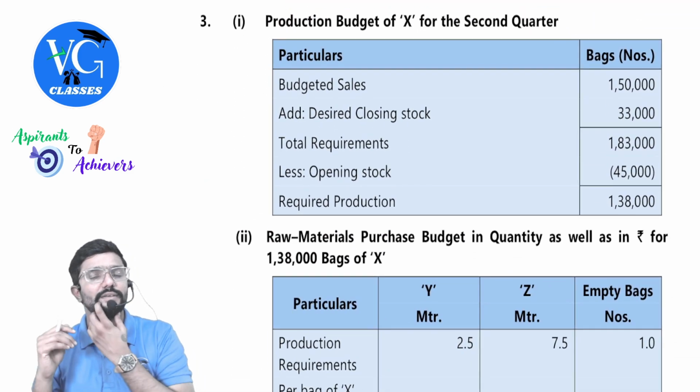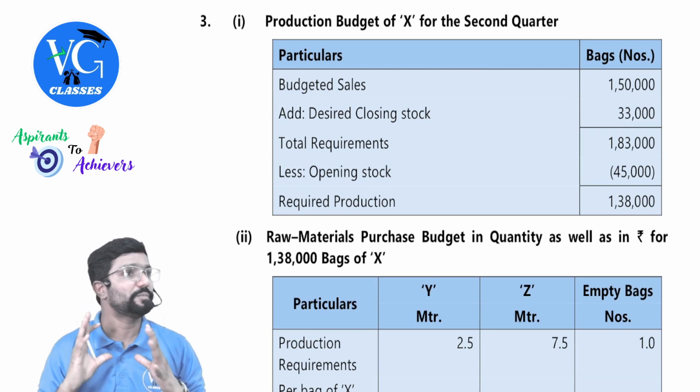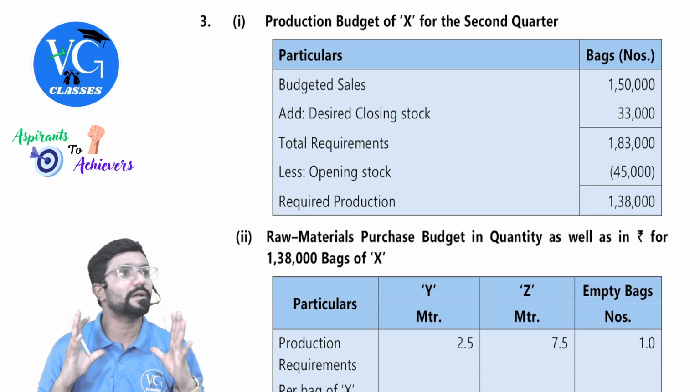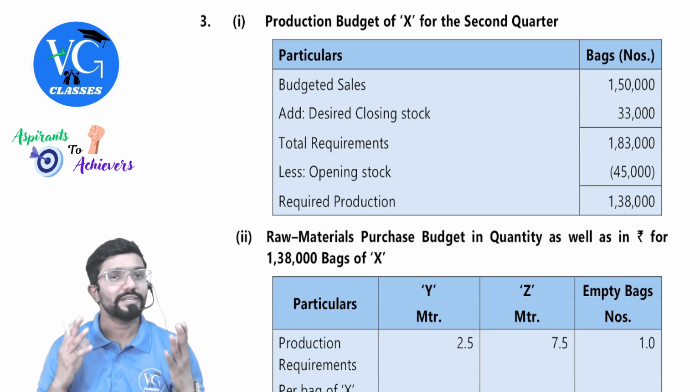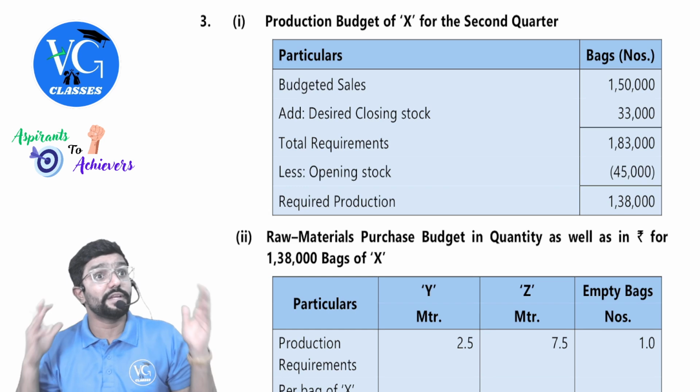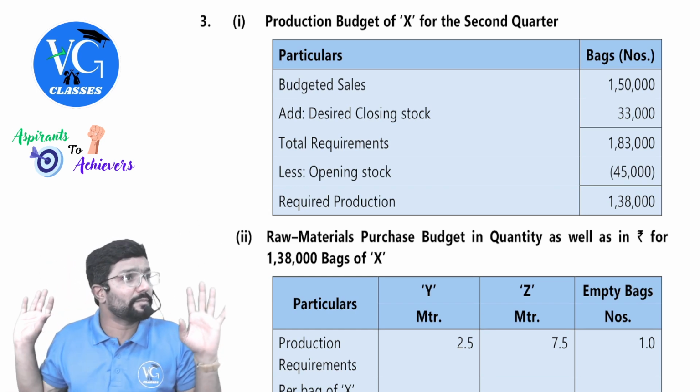Production budget. Production budget is for whom? X output. Please be careful, guys. Take the right numbers in the right places, because they have given the information about raw material output, everything. You might get confused and take wrong figures in wrong places.